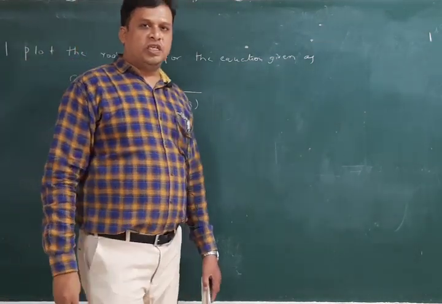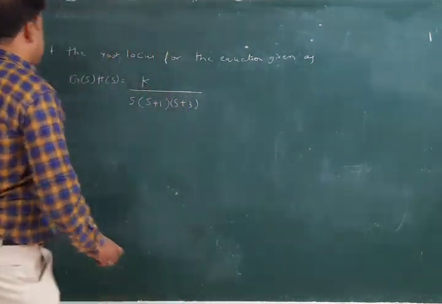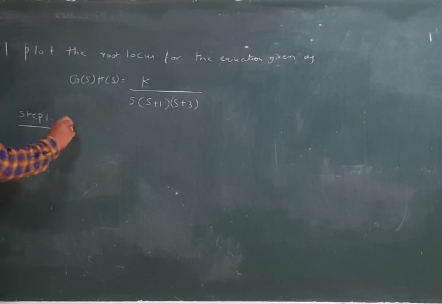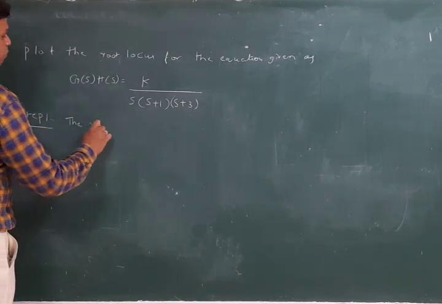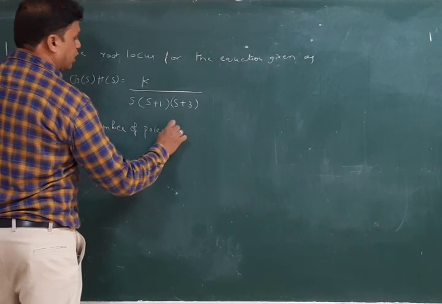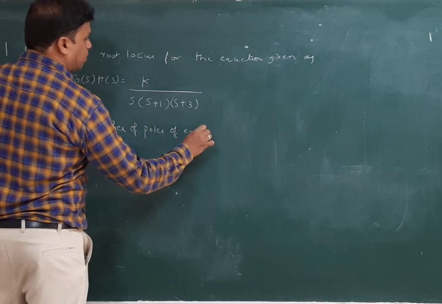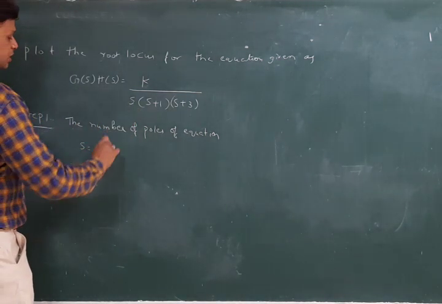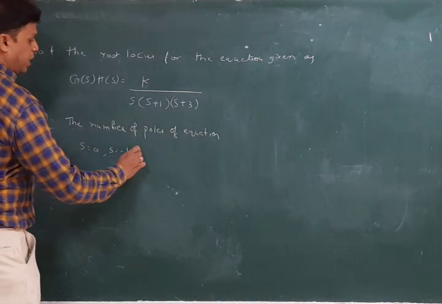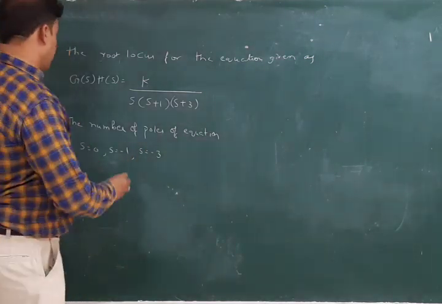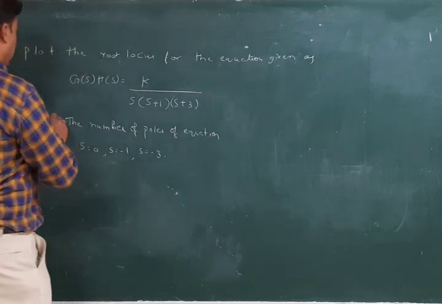So, what you have to do here is first find step 1. What is step 1? Step 1 is first you have to find the number of poles of the equation. The poles of the equation are given as s equals 0, s equals minus 1 and s equals minus 3. Okay. Now, this is step 1.